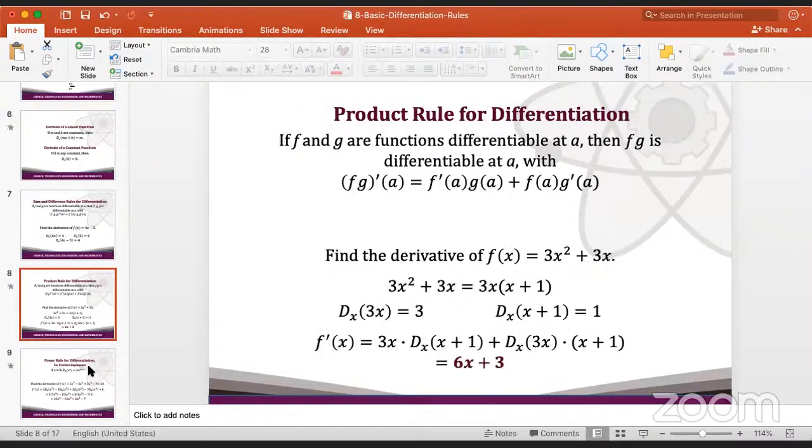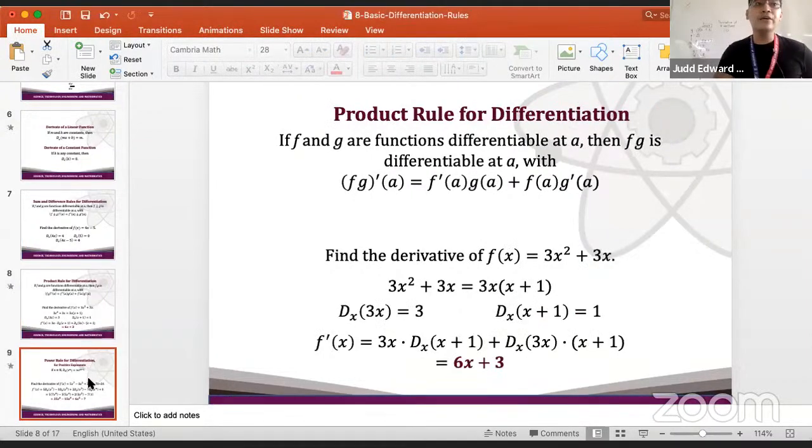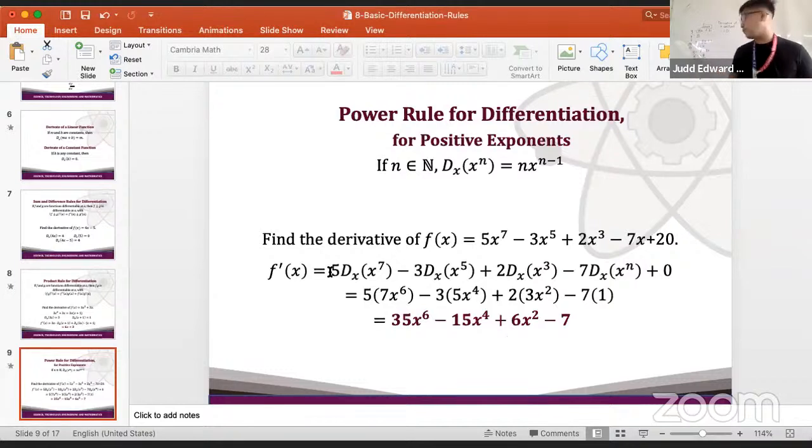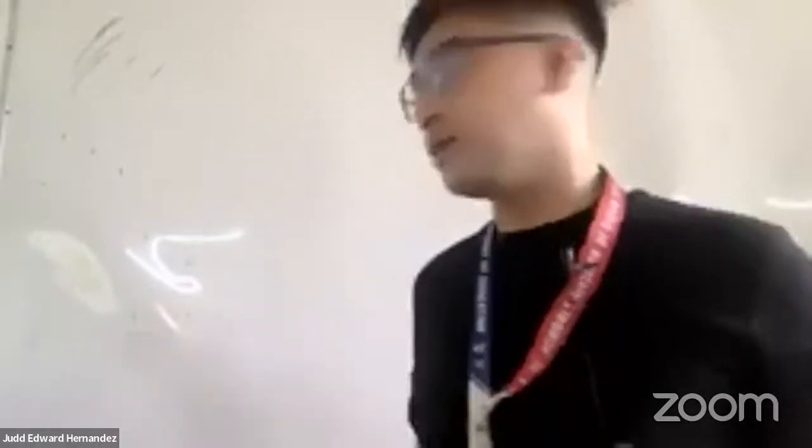Okay. So, punta naman tayo ngayon sa power rule for differentiation. So, burahin ko lang ito, no? So, ito po yung kailangan nating matutunan. So, mag-stop sharing lang po ako. And I'll just spotlight this one for everyone.